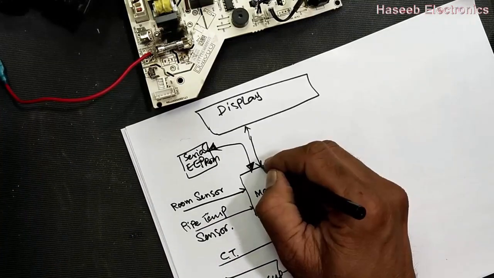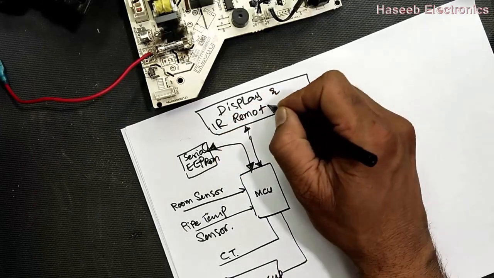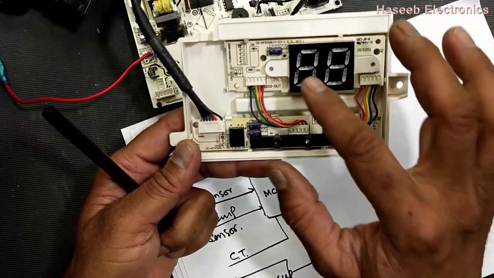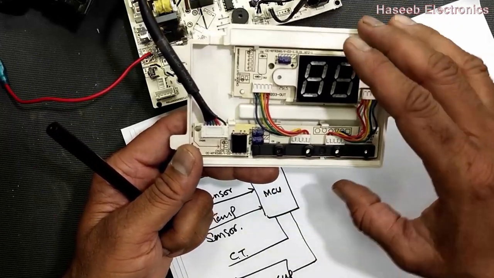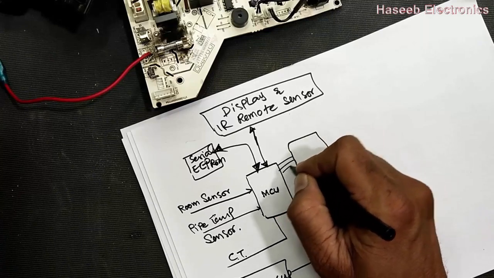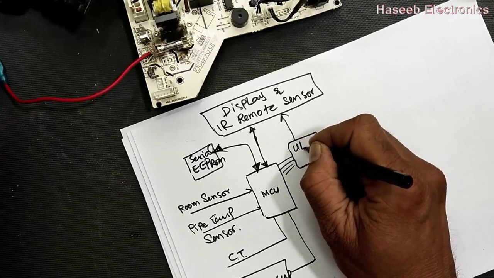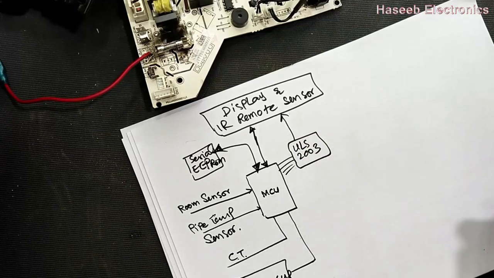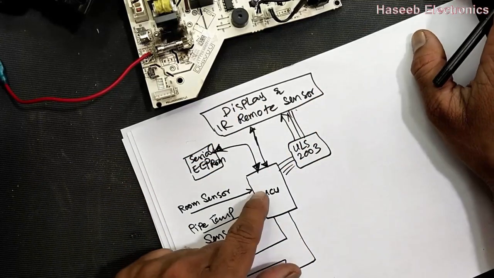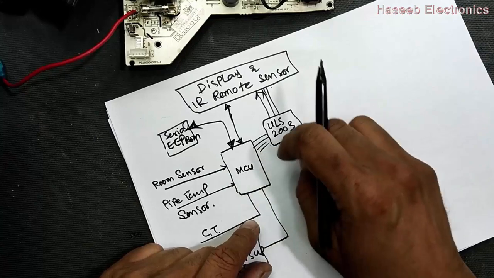Then we have the display and IR remote sensor, which is bidirectional. This circuit is here. Here we have the IR remote sensor and display, temperature indications, error codes and so on. Here we have a driver. Basically this signal goes from the ULN2003 IC. This IC is the actual driver for these LEDs, because this microcontroller cannot drive the displays directly, so it will give the drive.